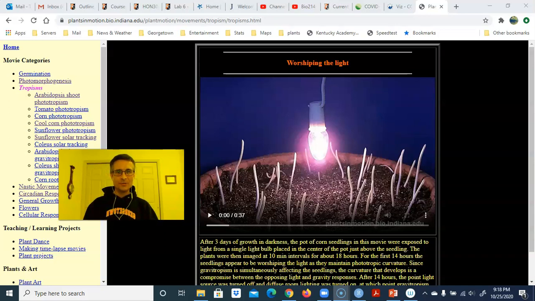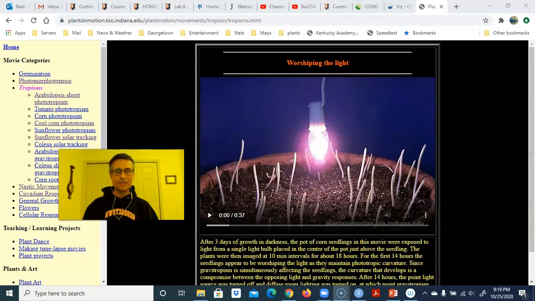So to set up this video, we have a little light growing above a series of little corn coleoptiles. So these are little corn shoots, a little bit younger than the ones that you saw in lab. And what we're looking at is a series of time-lapse images taken in about 10-minute intervals over 18 hours.